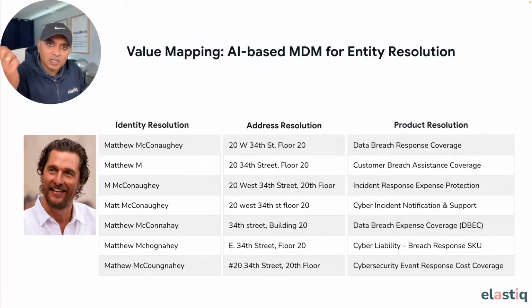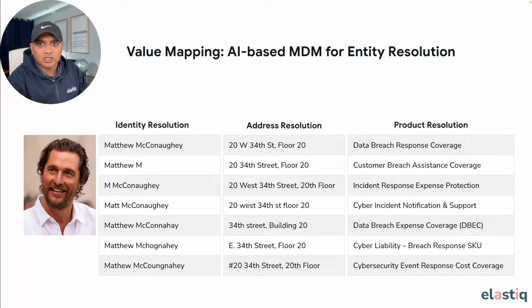There is a similar issue with address resolution. So address is not standardized across various systems. For example, over here you will see 20 West 34th Street floor 20, and 20 34th Street floor 20, and 20 West 34th Street 20th floor. All of these might refer to the same address coming in from various systems, but they have to be matched together to build a complete view of the address, again in this scenario.